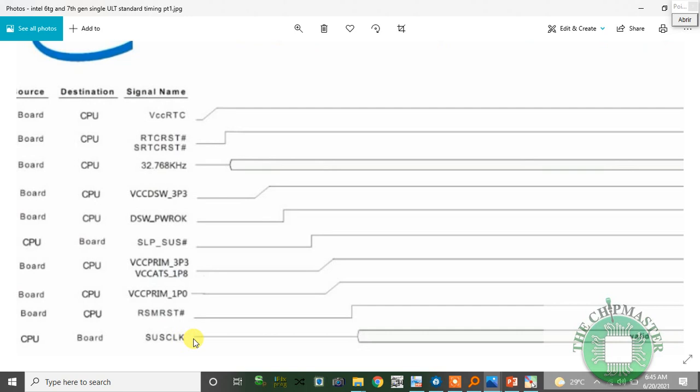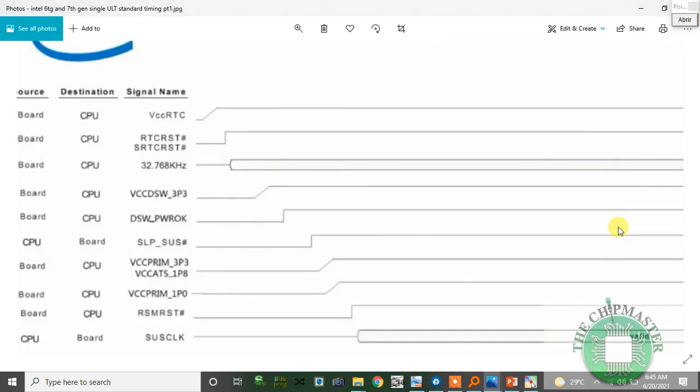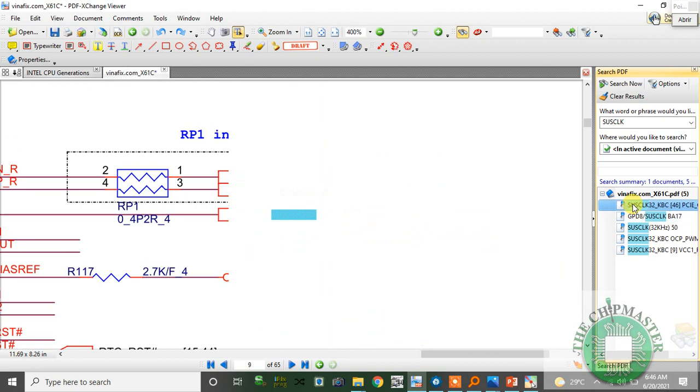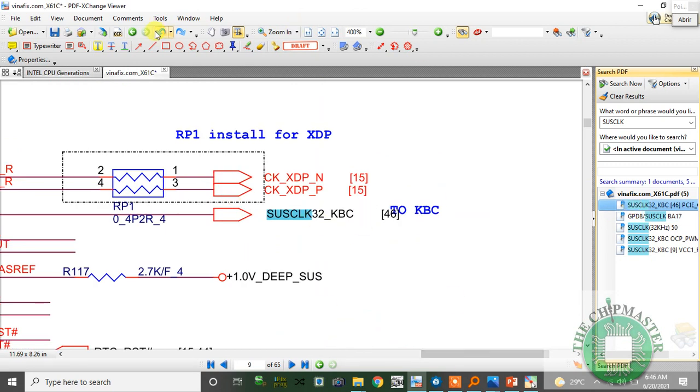The SUS clock is just a synchronization clock, which is a copy of the 32.768 clock, and it is sent to the EC as a synchronization clock. Most times it's not used, it's not really important, you can ignore it. So SUS_CLK, it's normally sent to the EC as a SUS clock KBC, and this is a pulse square wave like this. Right, instead of a sine wave, you get a square wave like this.